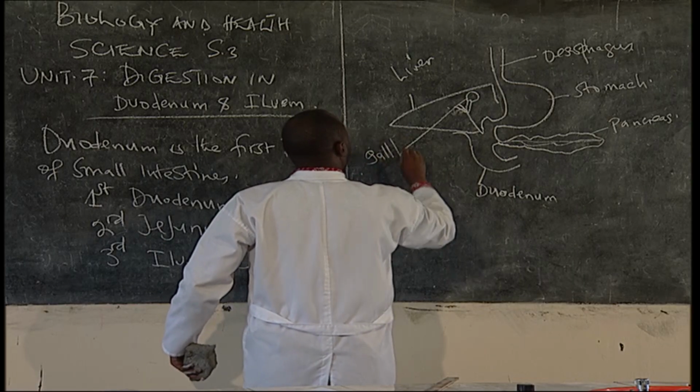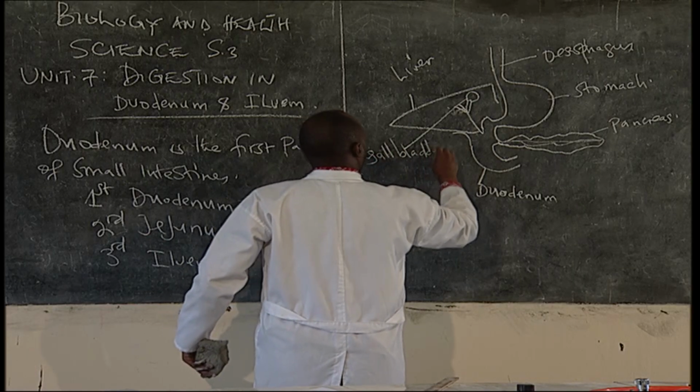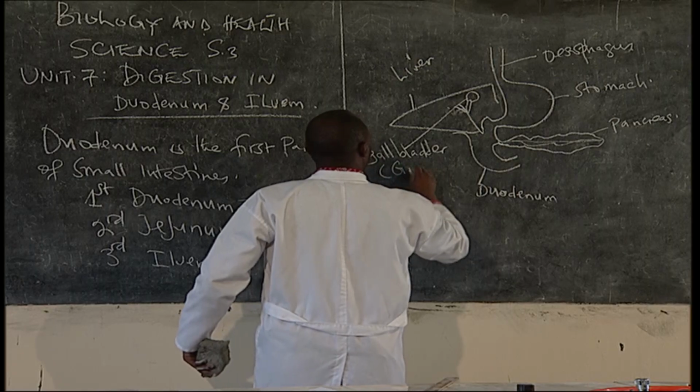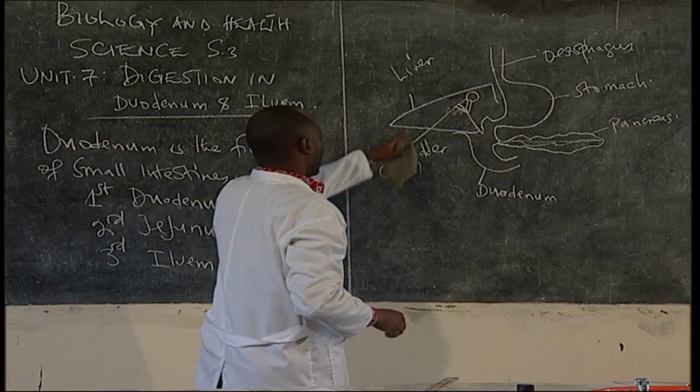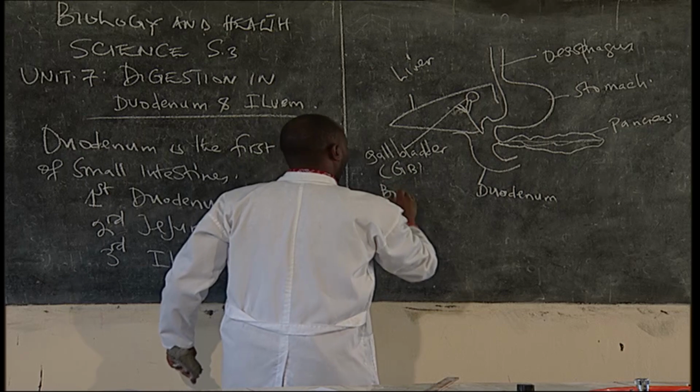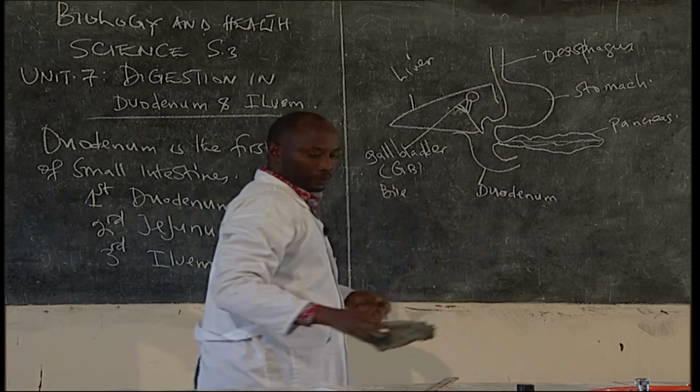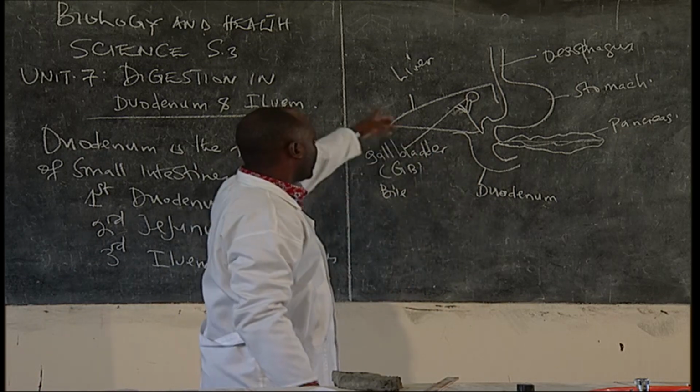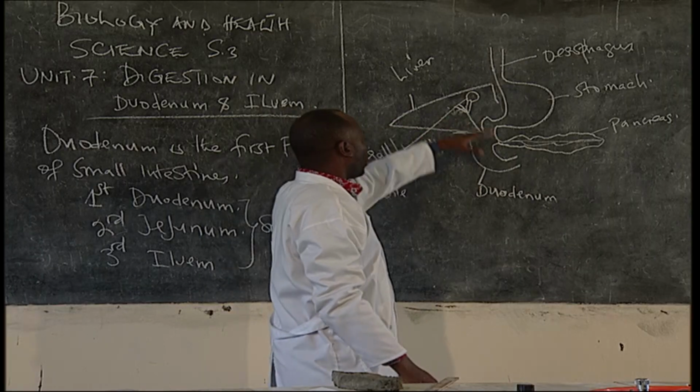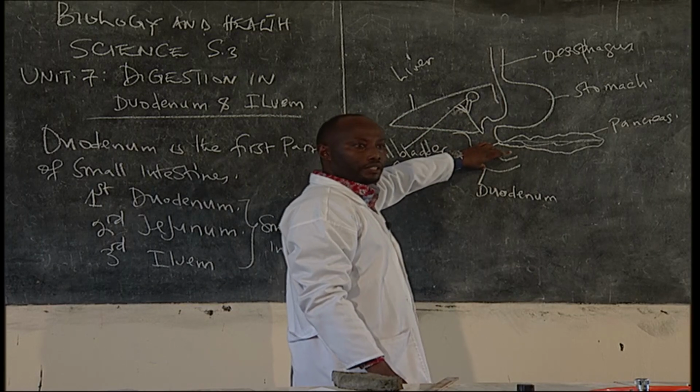The gallbladder, in bracket you can say GB. The gallbladder produces what you call bile. This is a small diagram that tries to show that the first part of the small intestine is the duodenum.